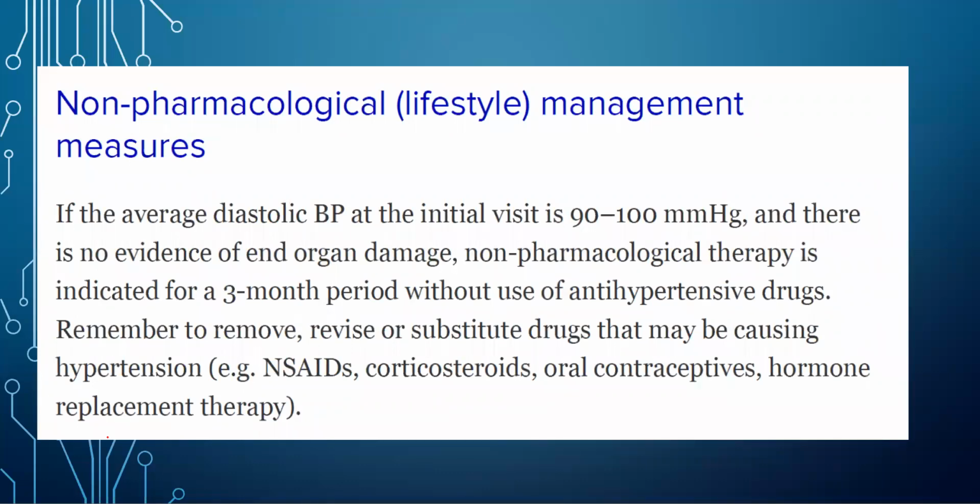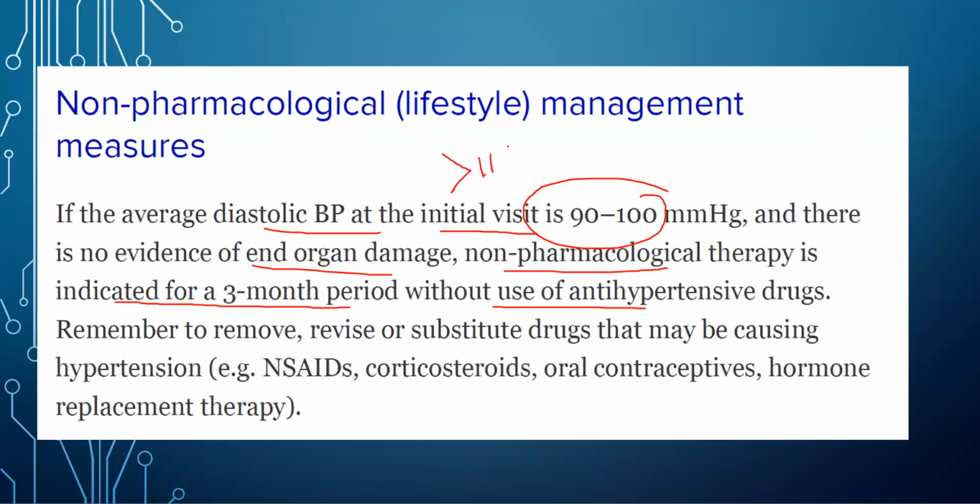Now let's go into the detailed management part, which is important for your exam. If you find out the average diastolic BP at the initial visit is 90 to 100, no evidence of end organ damage, non-pharmacological therapy is indicated for a 3-month period without use of antihypertensive. But if diastolic BP is more than 115, you should start treatment immediately.